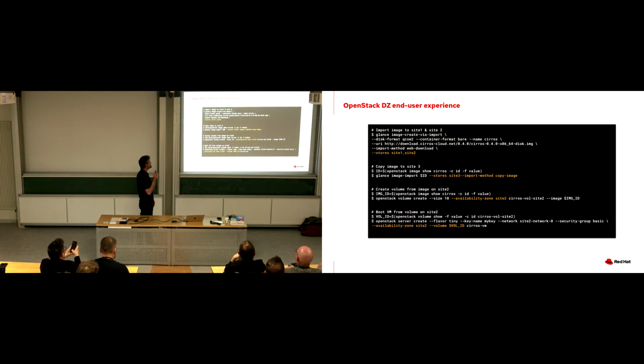Now, for the CLI user experience, a simple boot from volume example. I import my image to site 1 and site 2 here. That's a CirrOS image, and I specify the stores here. So after this command is executed, your image will be in the site 1 store and the site 2 store. Next, just for the demo, once the image is copied, you can copy the image across stores. You don't need to re-upload it. So after this command, the image will be available in all 3 zones. And there is an upload to all zones option too.